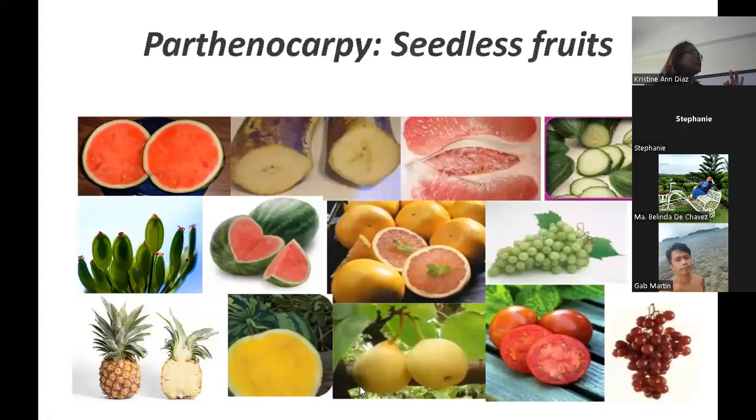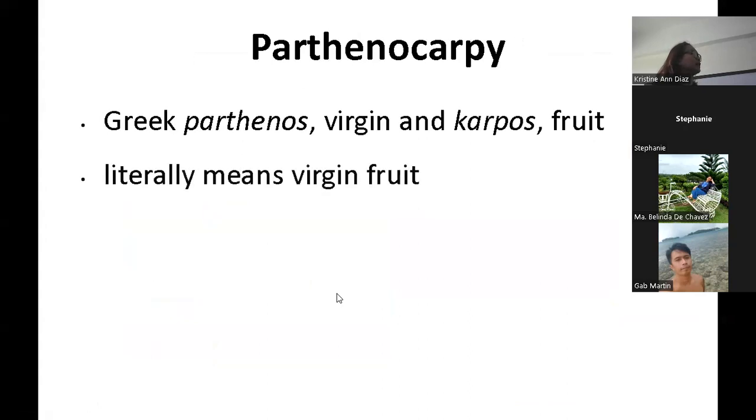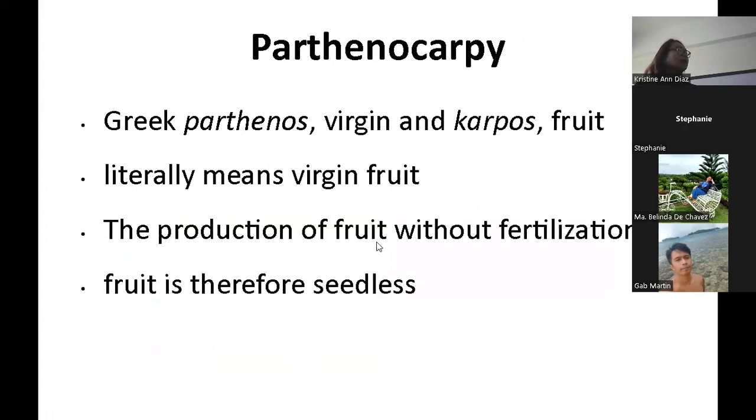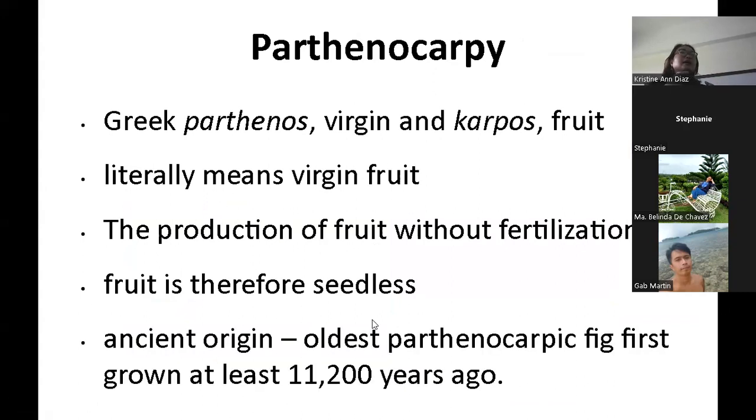So when we say parthenocarpic, these are seedless too. Parthenocarpic comes from the Greek parthenos, meaning virgin, and carpus, fruit. Virgin fruit, the fruit is being produced without fertilization. Kasi kanina, you can see in the natural pollination process, kailangan pollination bago ma-produce ang fruit, di ba? Kasi it has the necessary hormones and also chemicals to produce the fruit.